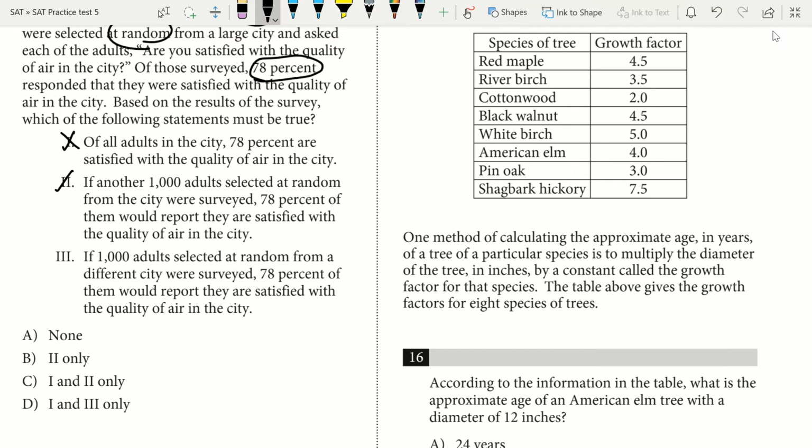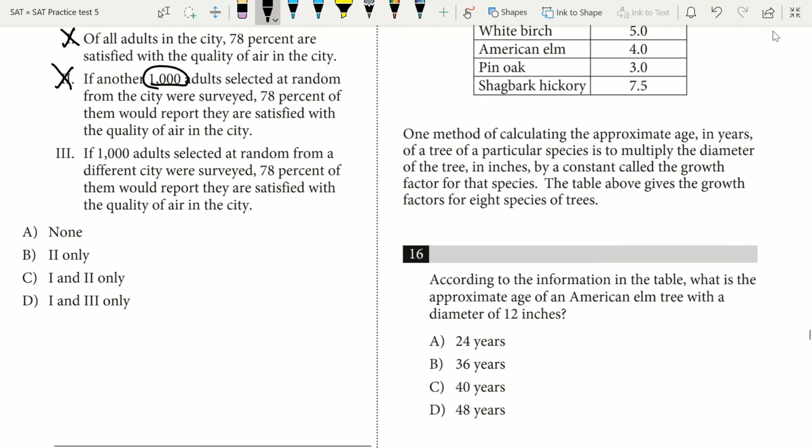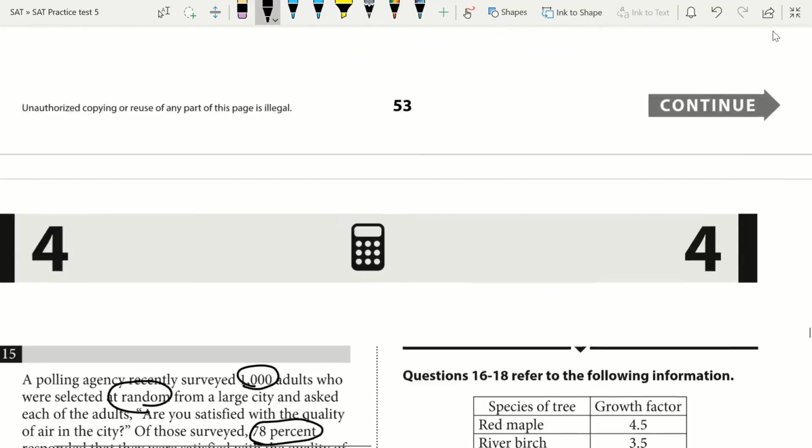Well, no, like we said, we could have a little bit of variance. 1,000 isn't that large, right? So it's possible it could be 77, it could be 76, 79. Then statement 3: if 1,000 adults selected at random from a different city were surveyed, 78% would report they are satisfied with the quality of air in the city. No, that's a completely different city. That's definitely not true. So we know A, none of those statements are true.